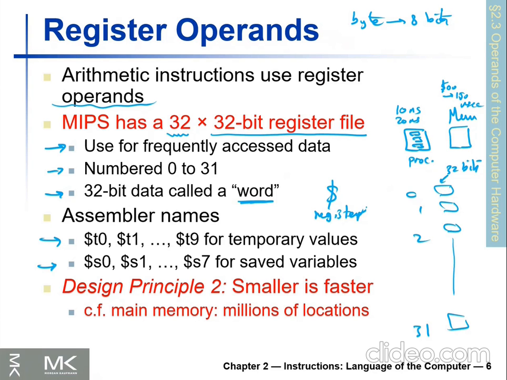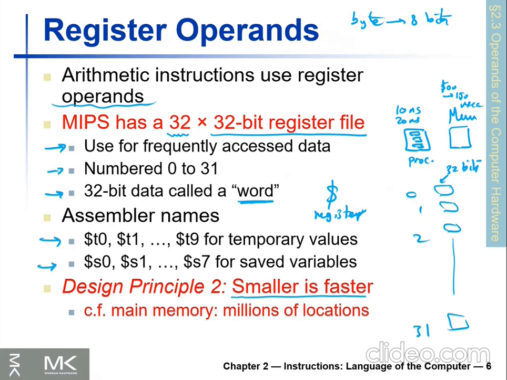Another principle here, design principle 2: smaller is faster. This is what I mentioned in the first one, but it is very clear here with the registers. Now why is accessing registers faster than accessing the memory? Because we have only 32 registers, and they are located inside the processor. Since they are just 32 registers, they are small in number, so I can locate them inside, or near, the ALU.